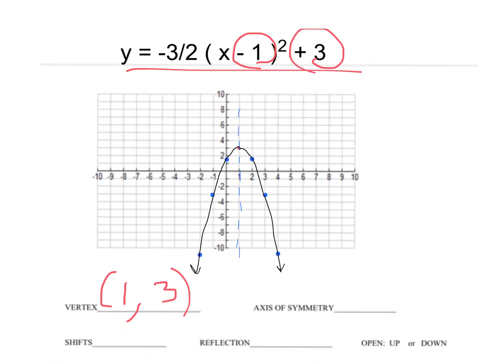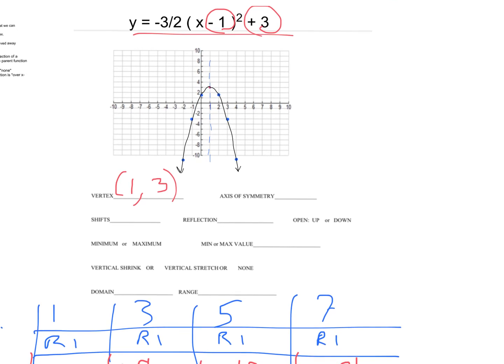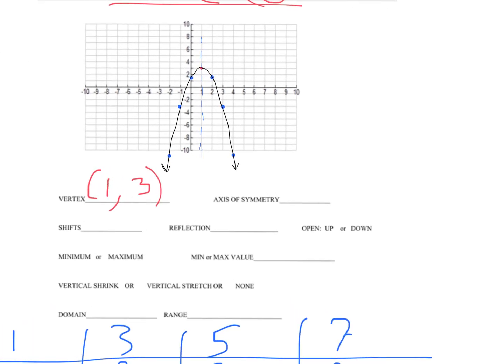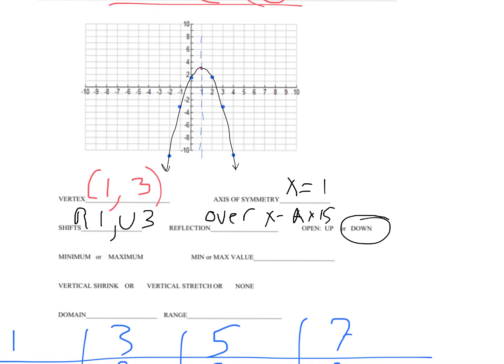Okay, so now let's fill in the rest of this information. Axis of symmetry, x equals 1. Shift: you went to the right 1, up 3. Reflection: now since my graph goes down, it's over the x-axis. Minimum or maximum: the vertex is the highest point of my graph, so it is a max. Max value, y equals 3.